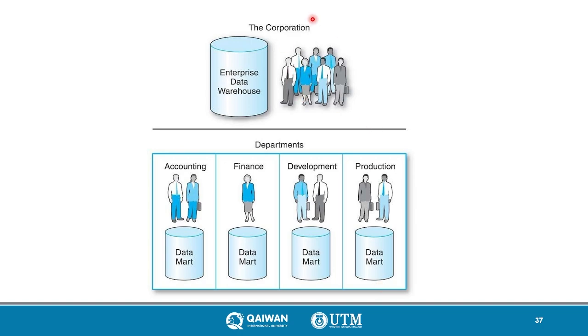Now we have the corporation, we have the enterprise data warehouse in this one, and we have the departments, for example, accounting, finance, development, production. Each one, from this big data warehouse, will have their own data mart. So if finance wants to access the data warehouse, they would not go directly to the enterprise data warehouse or the big data warehouse. They would go to these data marts, which are eventually connected to it, but it is easier for finance to access this one.